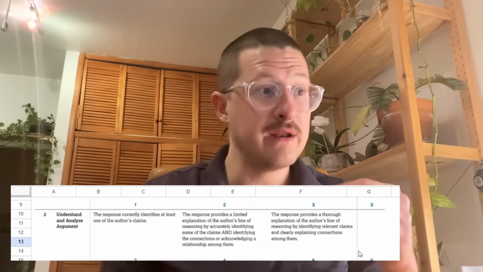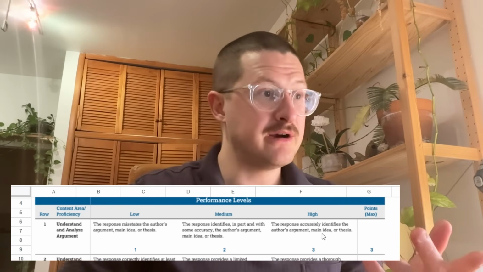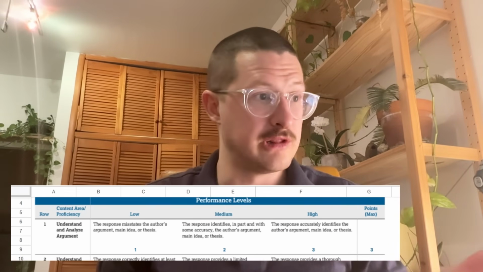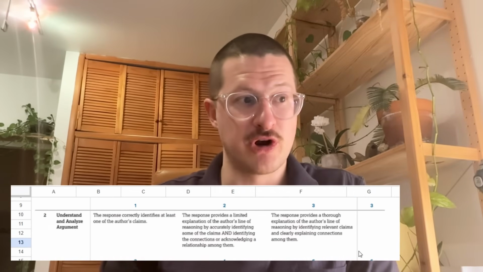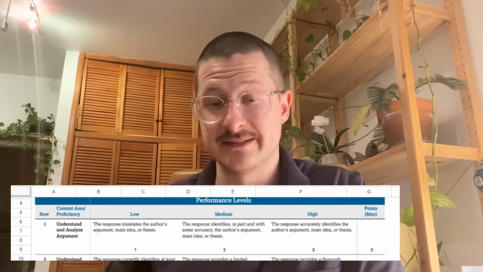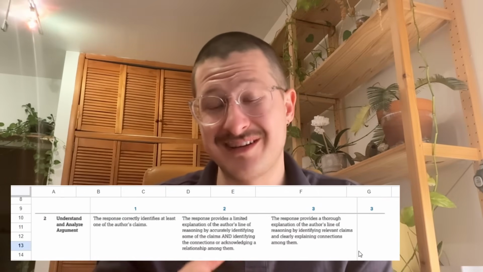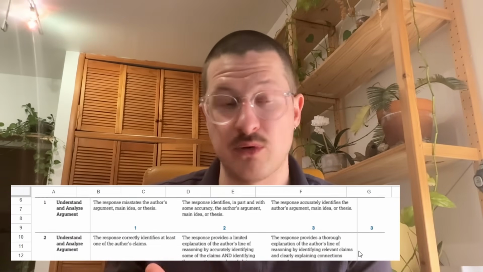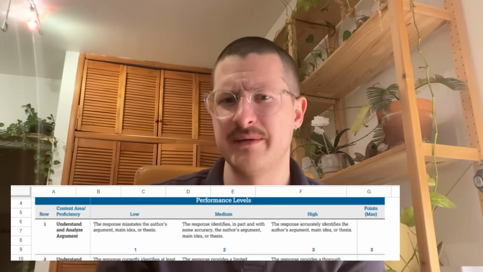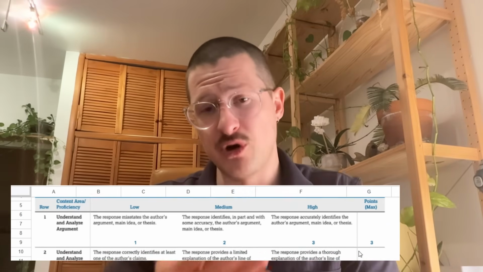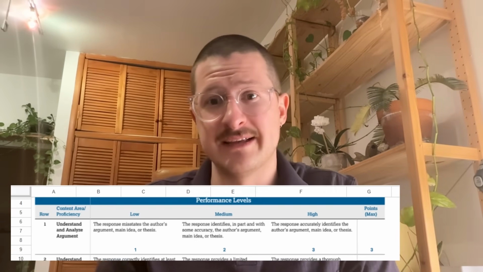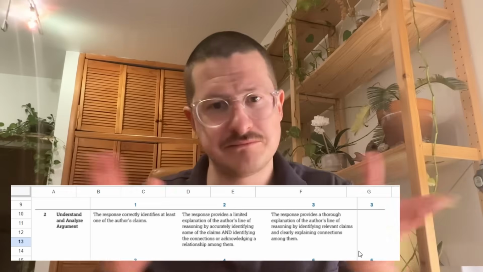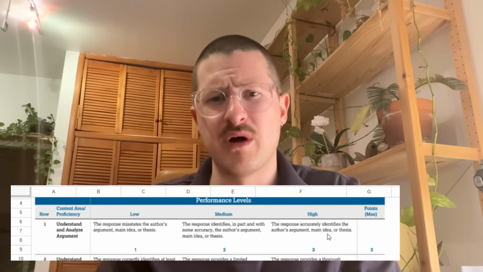Now, row number 1 correlates with the first question. Here it says understand and analyze argument. Let's look at the low. The response misstates the author's argument, main idea, or thesis. This is where you actually didn't get it. Now, a 0 is blank, or it's not even clear what you're talking about. A 1 might be something, to go on this example of the greed being good, that says, greed is a horrible thing. Well, that's not really the argument. You're probably going to get a 1 for that.